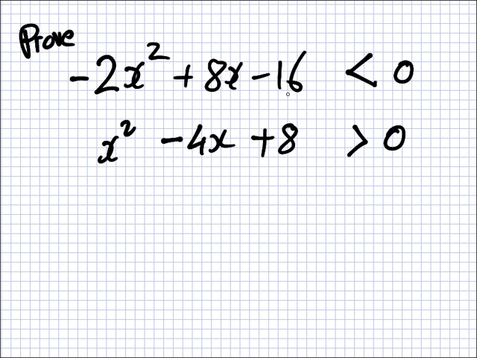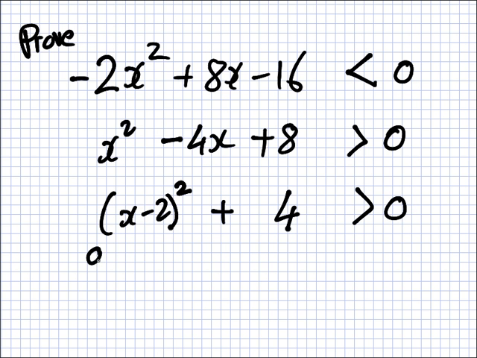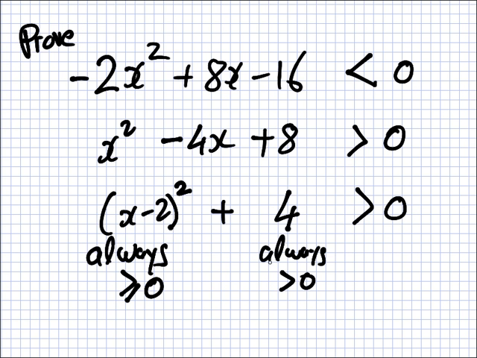Can I continue with this? Yes. What's the next step here? Completing the square, which is x minus 2 squared plus 4. Now, this is always bigger than or equal to 0. Right? And this is always more than 0. The number 4 is always bigger than 0, because it's the number 4. You got rid of the negative 2 from the... Yeah, I divided everything by minus 2.